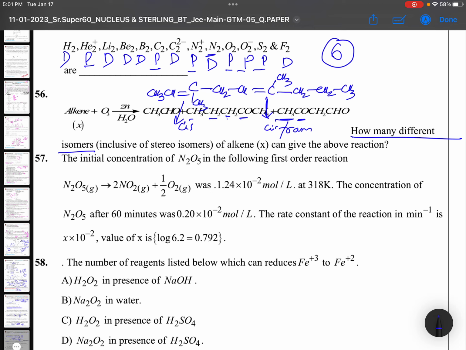So how many are possible? When this is cis, it is trans. When this is cis, it is trans. So two possibilities are there. And instead of writing like this, you can write in the opposite way also. So this part you can write here, this part you can write here. That I am writing now.